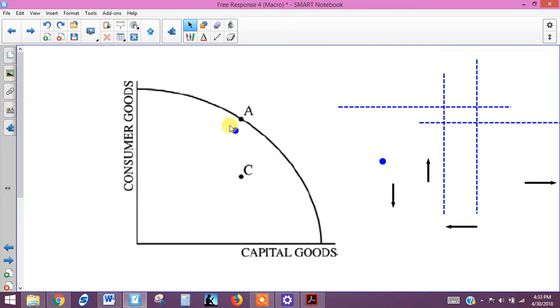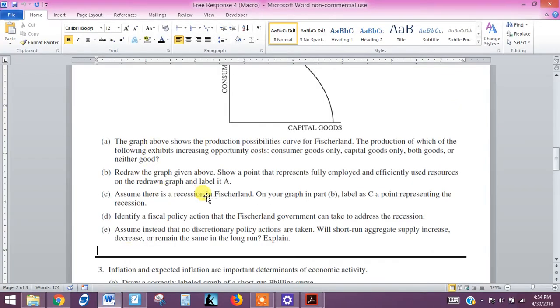Because anywhere to the southwest of this curve is going to say that we are not utilizing all of our resources efficiently, and we have unemployment. We're not at full employment, and that's how we define a recession. Okay, a recessionary slowdown in the economy. Okay, so that's part C.